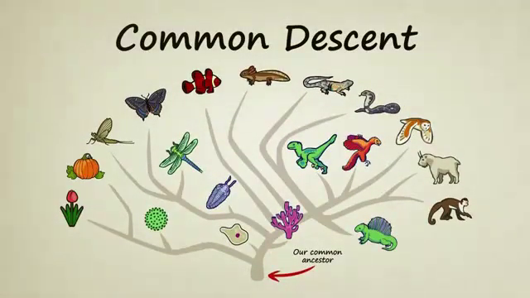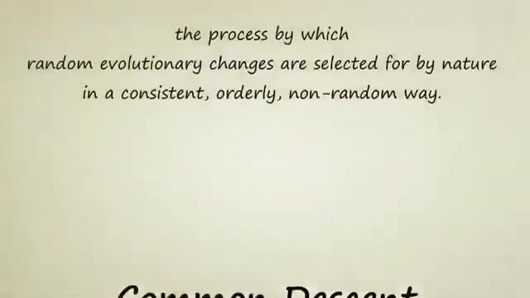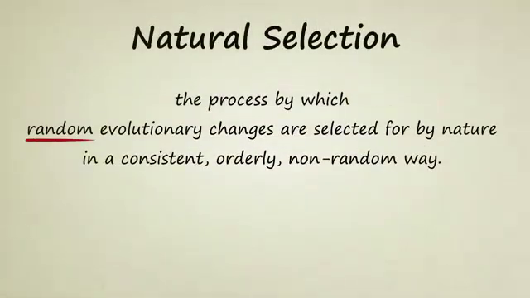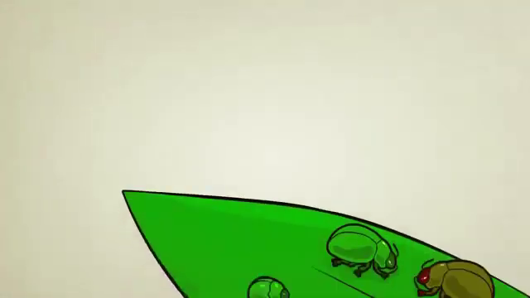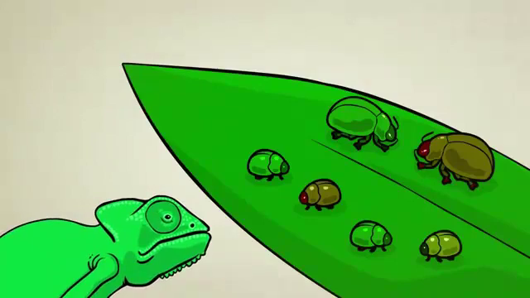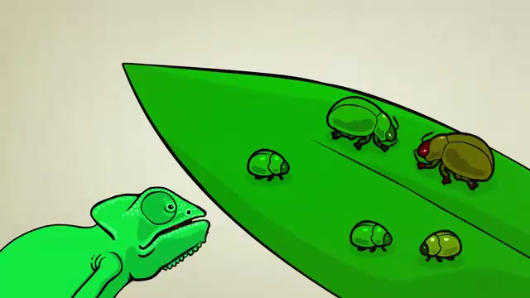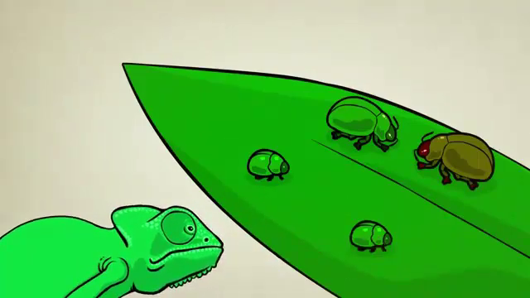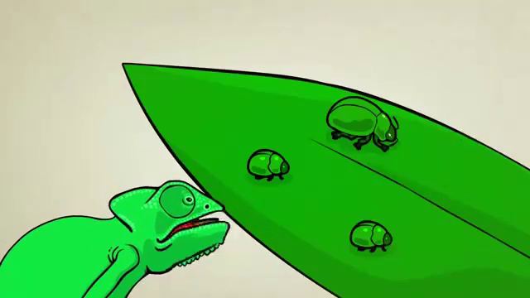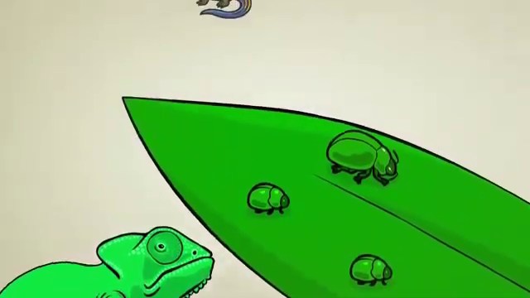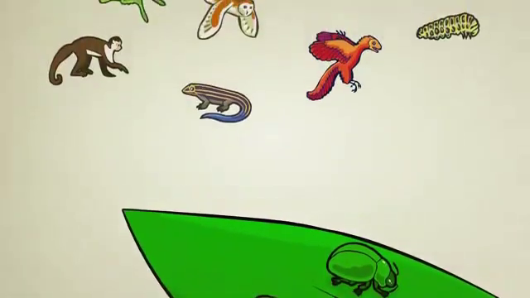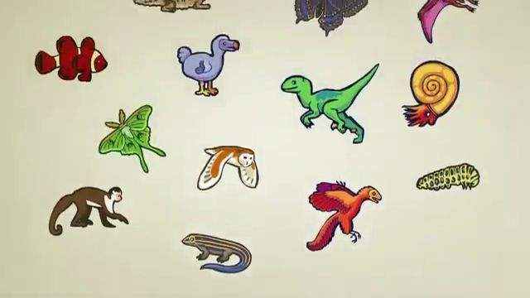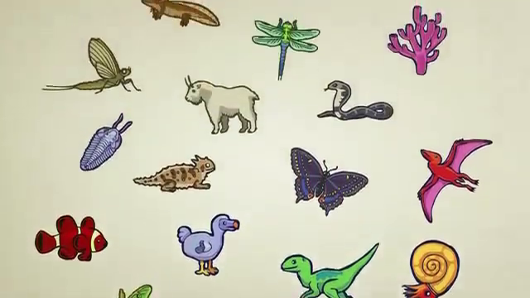So to sum things up, what exactly is natural selection? Natural selection is the process by which random evolutionary changes are selected for by nature in a consistent, orderly, non-random way. Through the process of descent with modification, new traits are randomly produced. Nature then carefully decides which of those new traits to keep. Positive changes add up over multiple generations. Negative traits are quickly discarded. Through this simple, ongoing process, nature, even though it does not have a thinking mind, is capable of producing incredibly complex and beautiful creations.